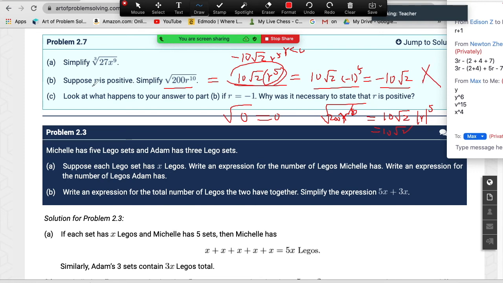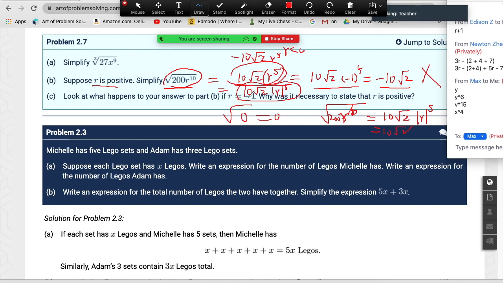Because here, say r is positive. If r is even negative, that's fine, because r power 10 is still positive. So this one is still meaningful. But the value of this one is not equal to 10 times root 2 r power 5. This should equal 10 root 2 times the absolute value of r, then power 5. Okay? Here it's a little bit tricky. You need to pay attention.